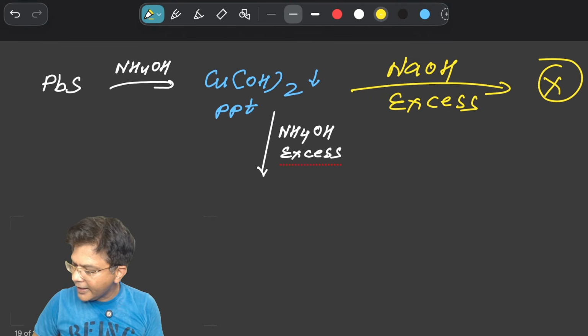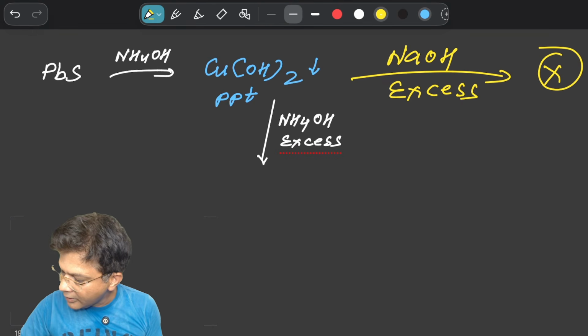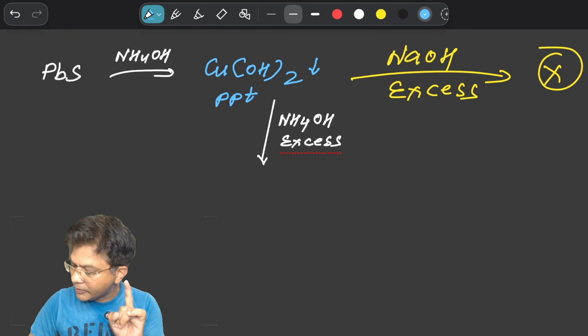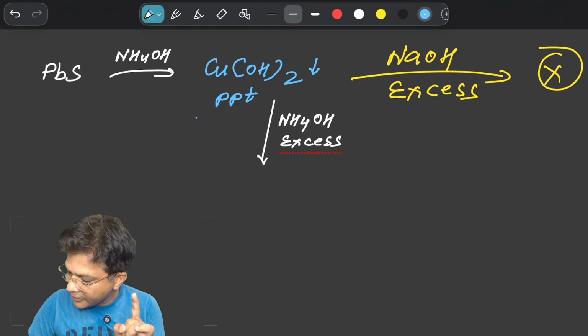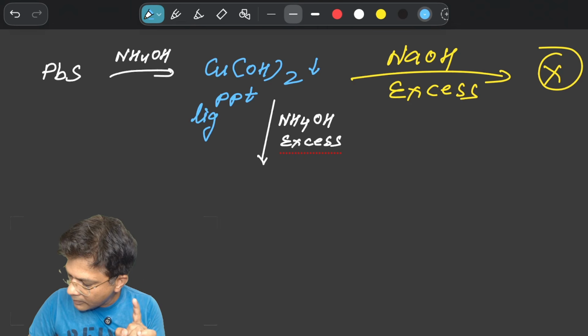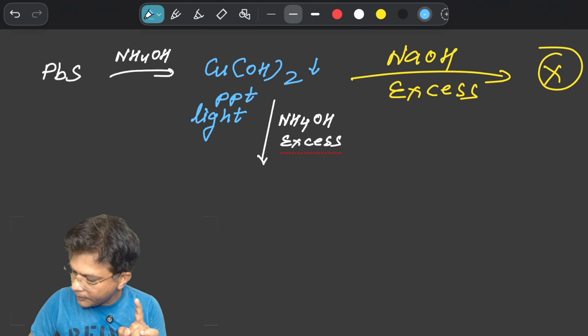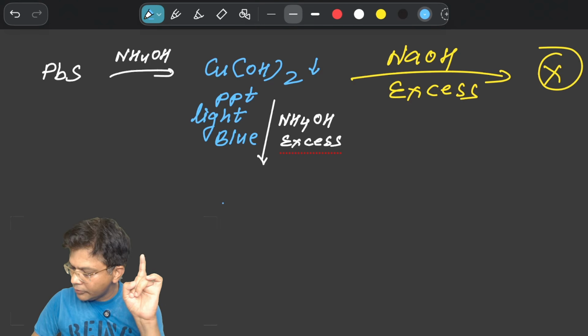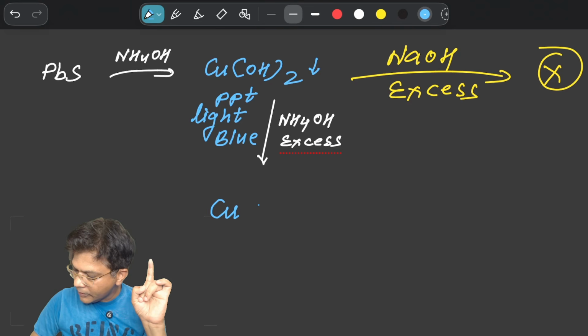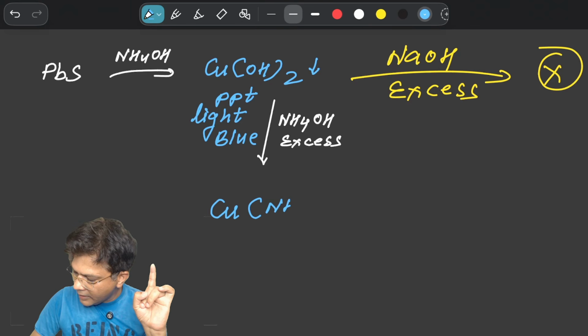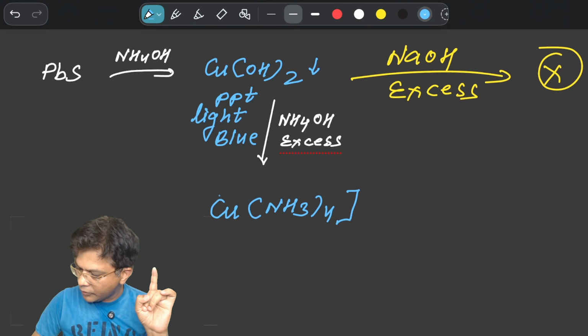But if I add excess of ammonium hydroxide, I will get dark blue. This was a light blue PPT. Now light blue will convert into dark blue [Cu(NH3)4](OH)2.